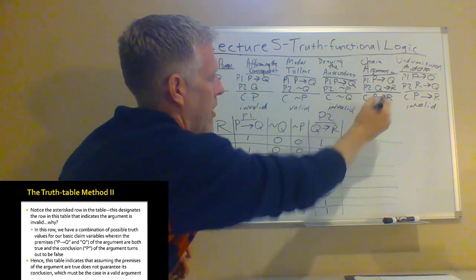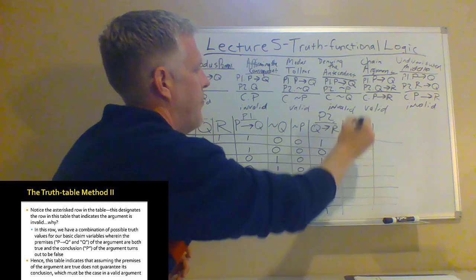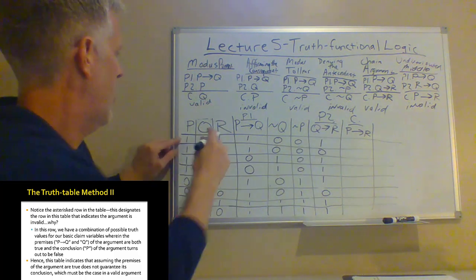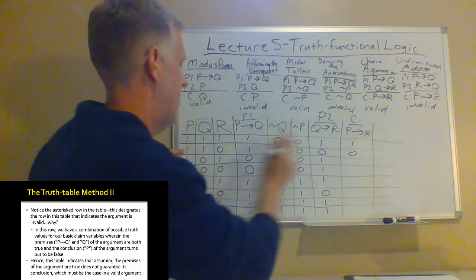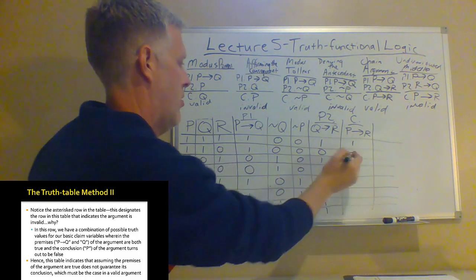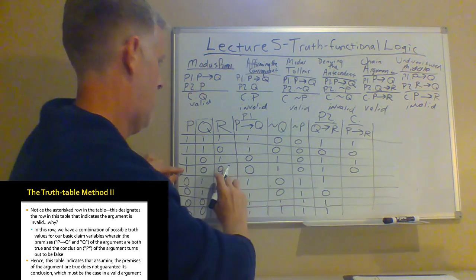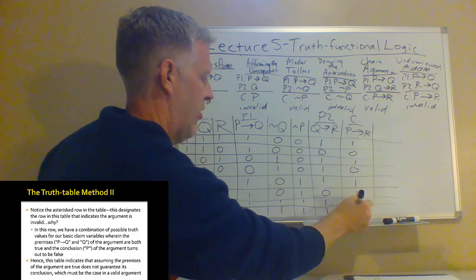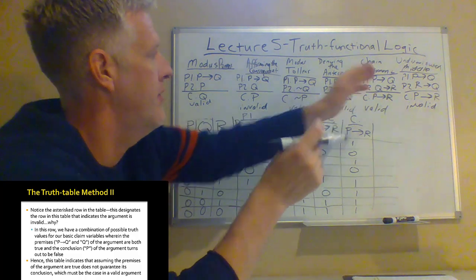Okay, and then we need for our conclusion, if P then R. So if P then R, going over here, true. Here we have a false because the antecedent is true and the conclusion is false. True, another false. And then all four of these will be true because the antecedent is false. Okay, so we should be in a position then to analyze the chain argument.